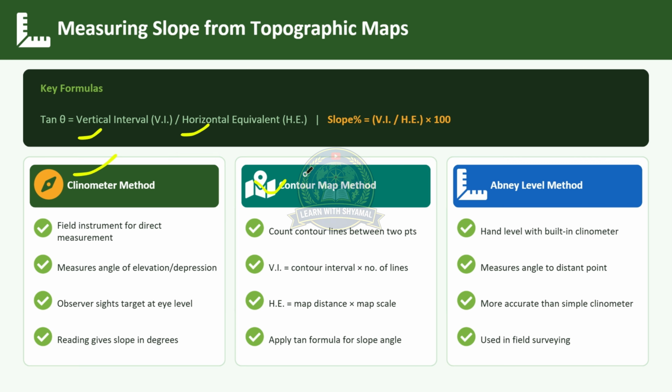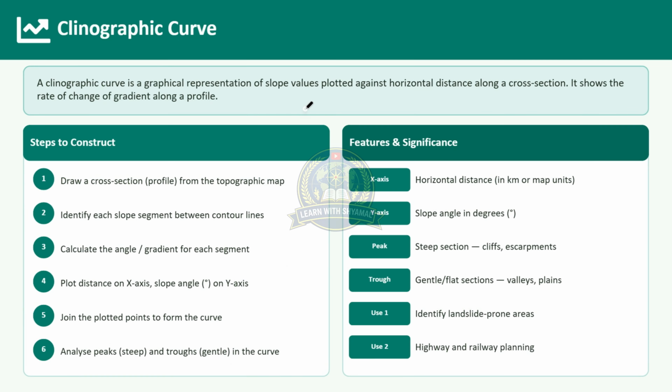And contour map method: count contour lines between 2 points. Vertical interval is contour interval multiplied by number of lines, and horizontal interval, that means map distance multiplied by map scale, and apply the tan formula for slope angle. Abney level method: hand level with built-in clinometer measures angle to a distant point, more accurate than a simple clinometer and used in field surveying. Okay, then clinographic curve.